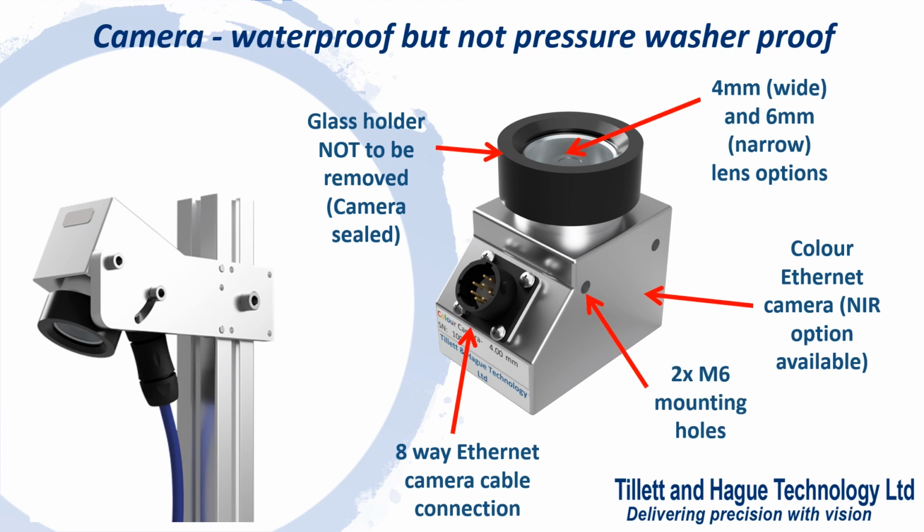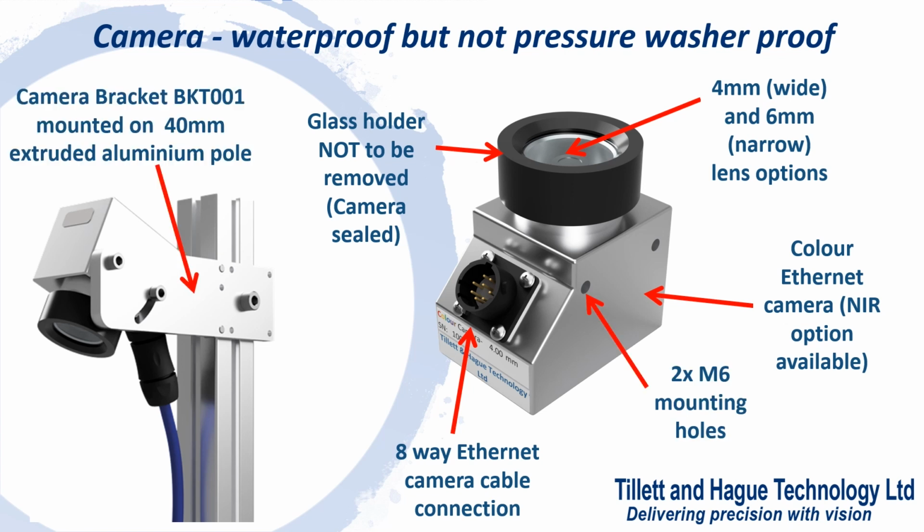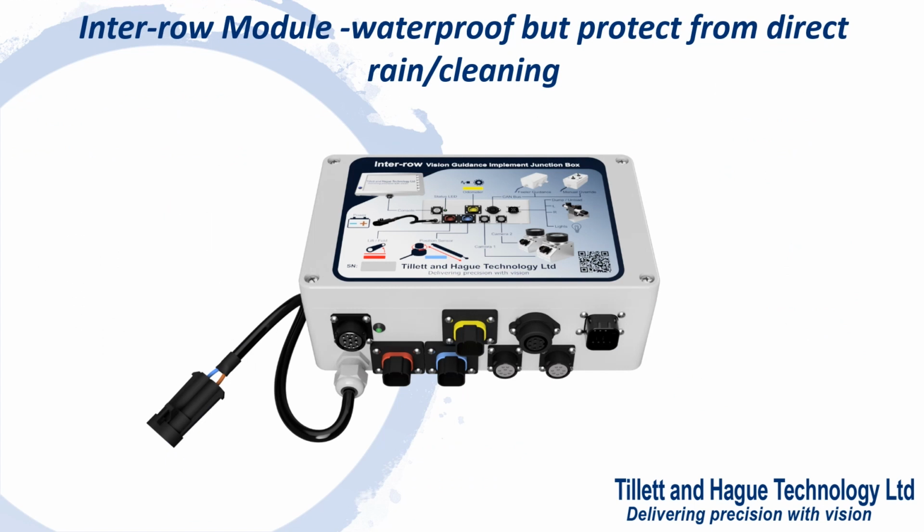The camera has 2 M6 mounting holes machined either side of the case. We also offer a camera bracket, which offers a convenient way of adjusting the camera inclination. The implement module is nominally waterproof, but is sealed to a lower standard than the cameras, so we recommend that it is housed under a covering that protects it from direct rain or cleaning jets.